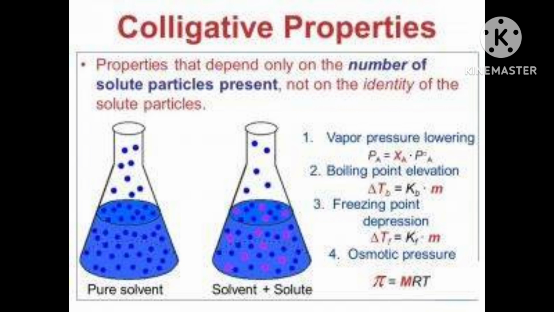The word ligative came from ligare. Ligare means to bind. Okay, bind. Then colligative properties means it is related to binding together. Binding together, that is the meaning of colligative.